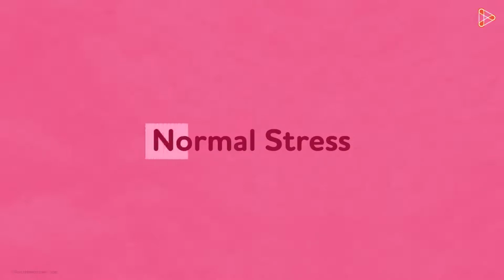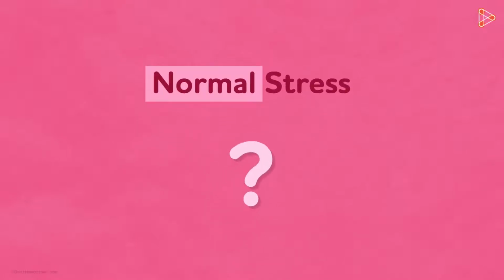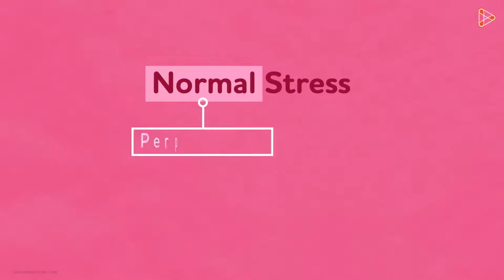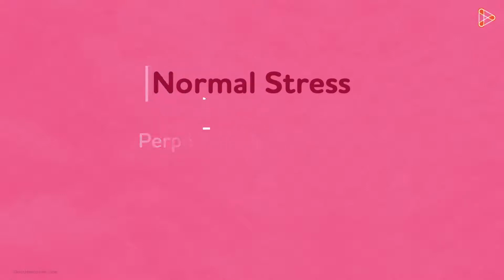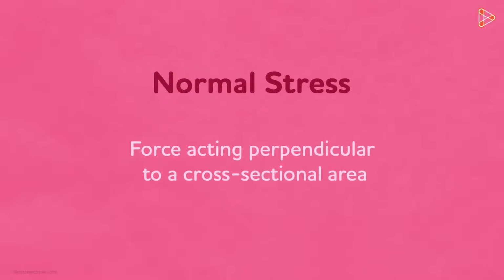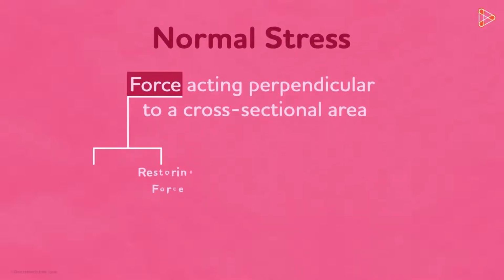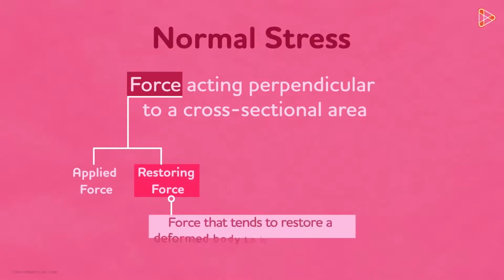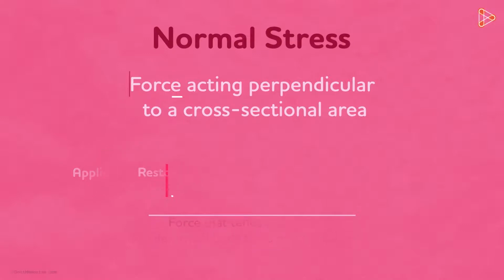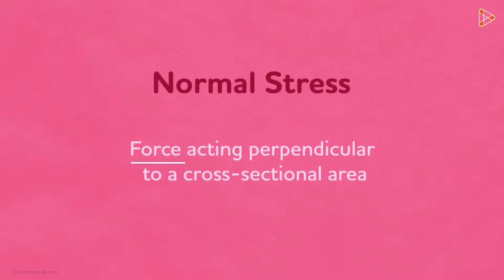When you see the word normal in math or physics, what is it that you think of? The word normal in mathematics means perpendicular. So normal stress is simply the force acting perpendicular to a cross-sectional area. It is important to note that the same applies to the restoring force and the applied force. Restoring force is simply a force that tends to restore a deformed body to its original form. That also is perpendicular. Now let's come back to normal stress. It's a force acting perpendicular to a cross-sectional area.